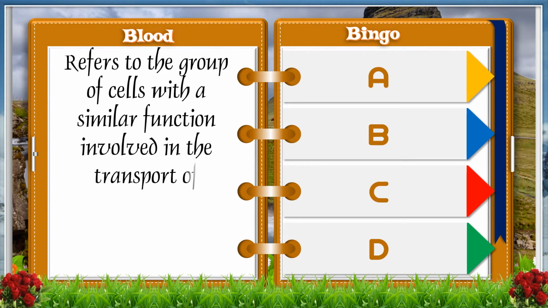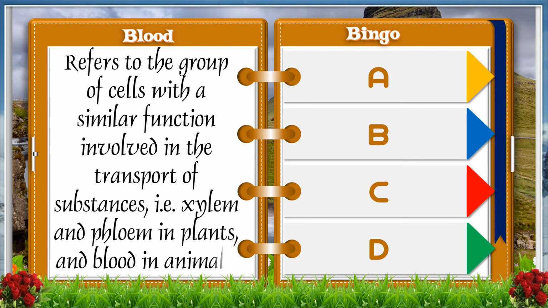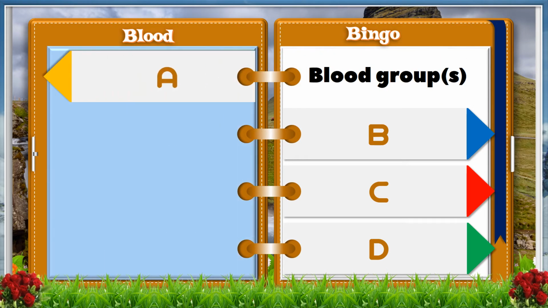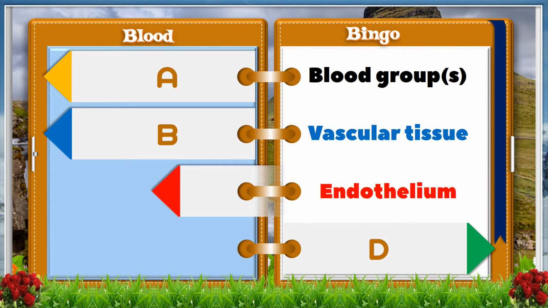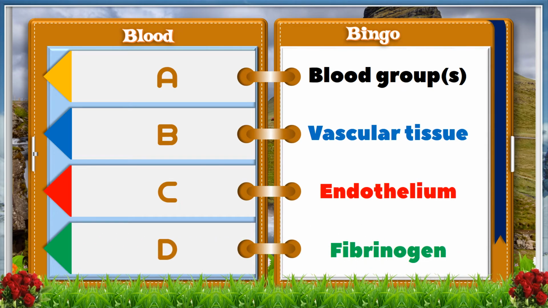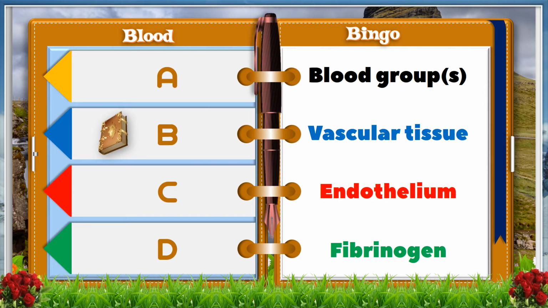Refers to the group of cells with a similar function involved in the transport of substances, i.e., xylem and phloem in plants and blood in animals. A. Blood groups. B. Vesicular tissue. C. Endothelium. D. Fibrinogen. And the answer is B. Vesicular tissue.